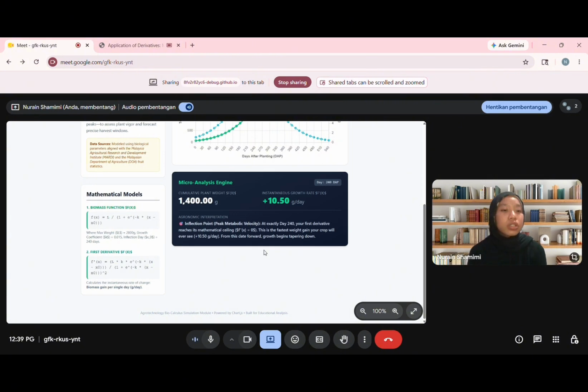So in conclusion, this project successfully combined bioscience, agriculture, and calculus in one interactive HTML application. It demonstrates how derivatives can be applied in real agricultural situations to analyze plant growth and improve farming decisions. This project also helps users understand the importance of mathematics in bioscience and crop management.